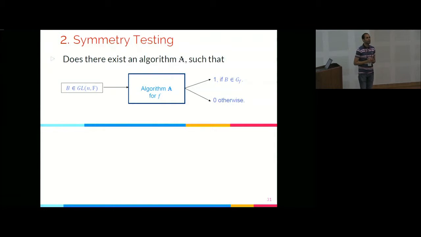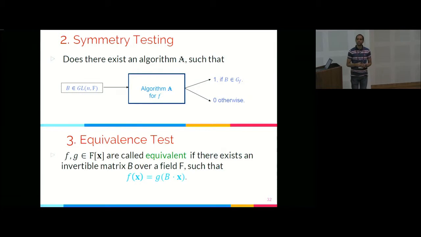It is called symmetry testing. Again, you are given an n-variate polynomial, and you want to decide, using an algorithm, that when I give you an invertible matrix B, whether that matrix B is a symmetry of F or not. Okay, so here is the third question.